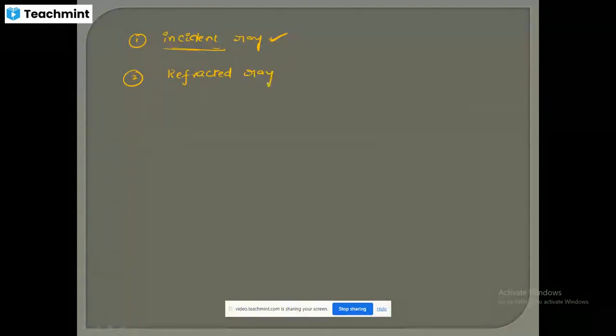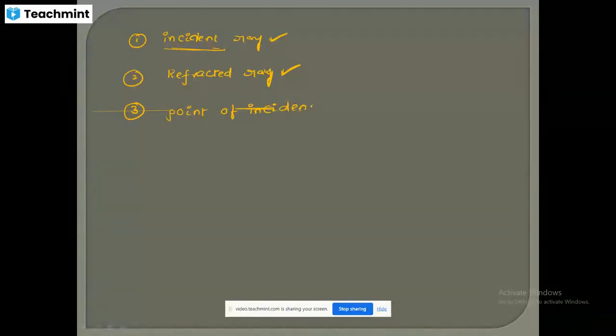Let me write one by one. The first is the incident ray. The ray which falls on the surface is called the incident ray. Next, the refracted ray. The refracted ray is the ray which is refracted from the interface. Third, point of incidence.